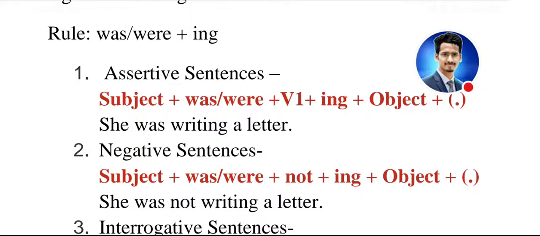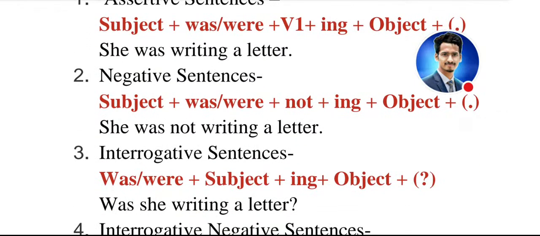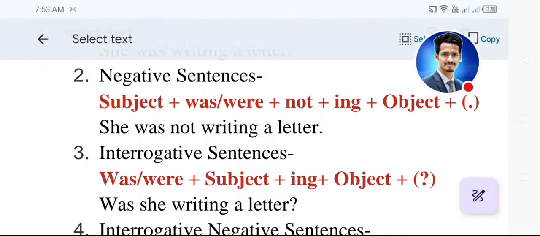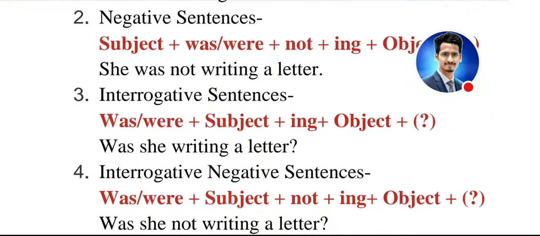You can see you were watching my video. Okay, so this is very simple. If you understand one sentence, then you can make thousands of sentences by understanding the rules properly. So for the negative sentence, subject, was, were, you just need to add not with the auxiliary verb, then the sentence automatically becomes negative. So you can see he was not writing a letter. So was is an auxiliary verb here, so I just add not to was. So this automatically becomes a negative sentence by adding not with the auxiliary verb.